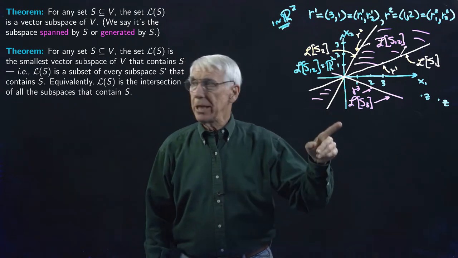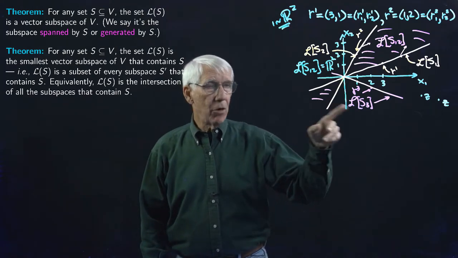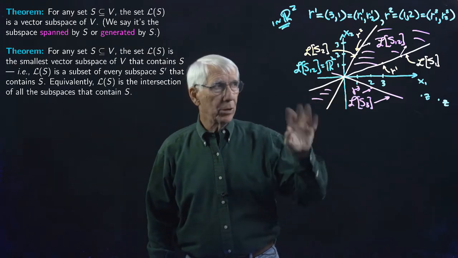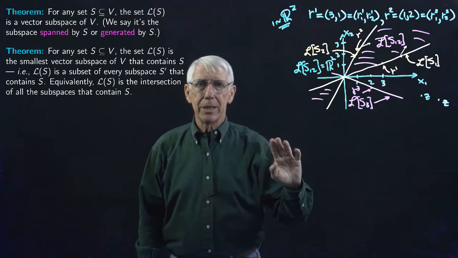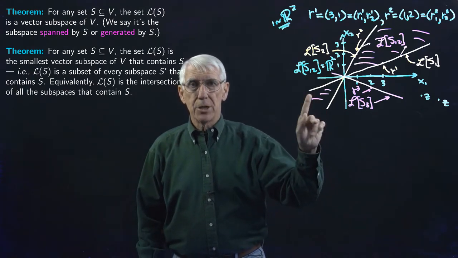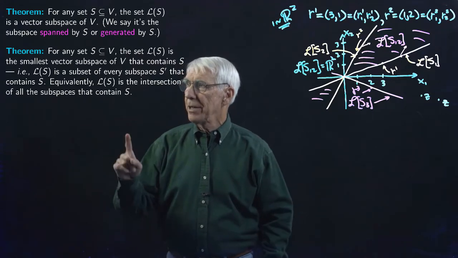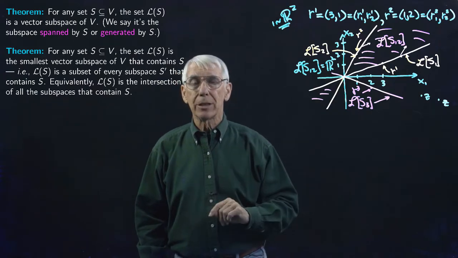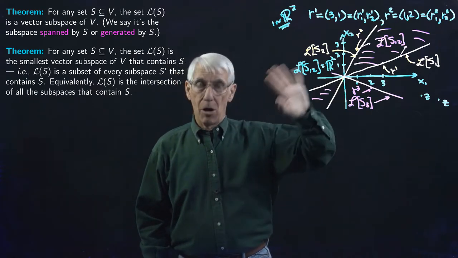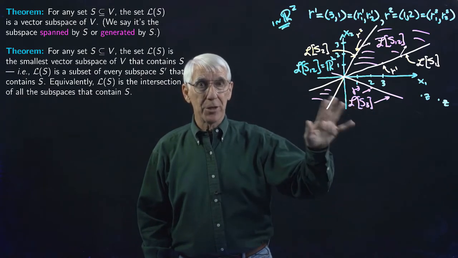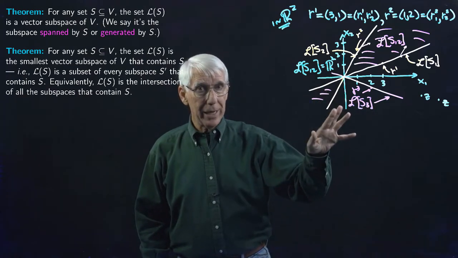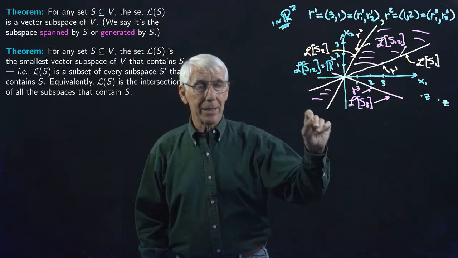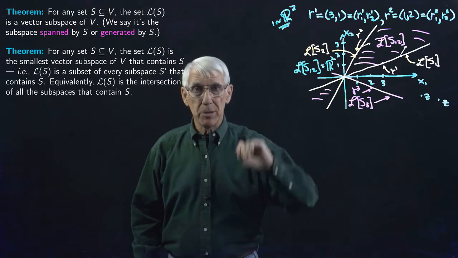And again, you can see that it's the intersection of all the subspaces that contain it. A good example, since we're just stuck here in R2, is the zero vector alone. The zero vector alone is the intersection of all the subspaces that contain just the zero vector. And that would be all of the subspaces. All the subspaces there are contain the zero vector. The intersection of all those subspaces is just the zero vector, and that is the smallest of all subspaces.